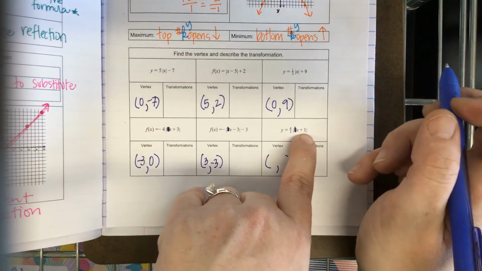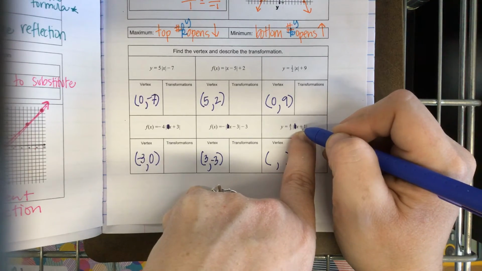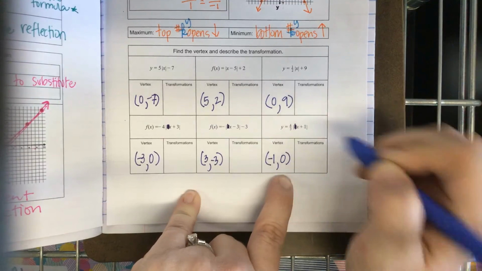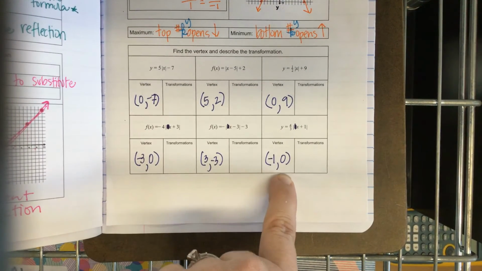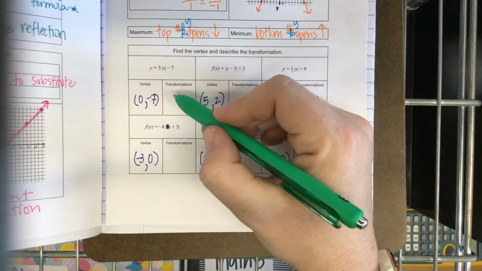What's inside? There's a 1 inside, right? But I have to leave a negative behind, so -1 and 0. So you just make it the opposite? Yes, that's exactly what it is. All right, let's talk about transformations.